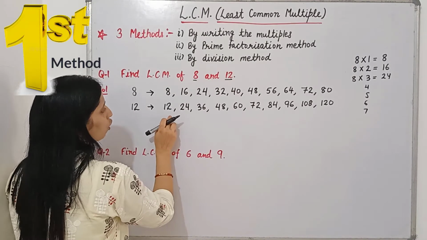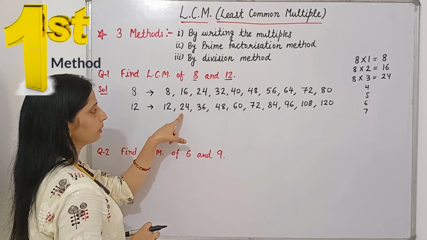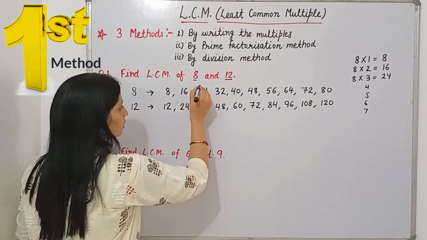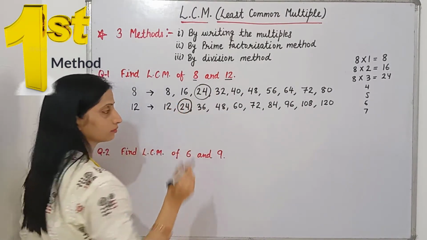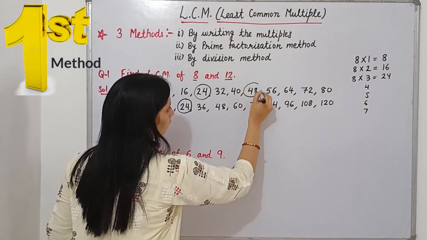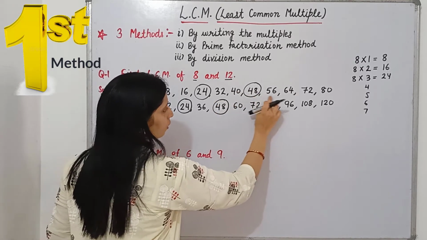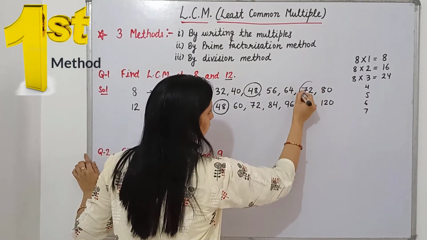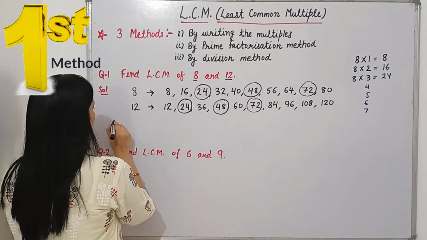Now our next step is to find out the common multiples between these two. So just see, the first common multiple between these two is 24. Just circle it. Now just check, the second common multiple is 48. And the third common multiple is 72. So we will write down the common multiples here.